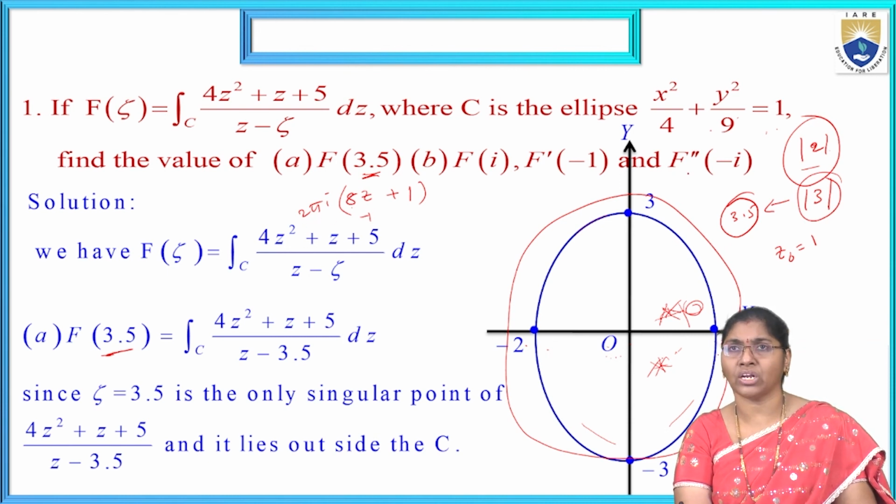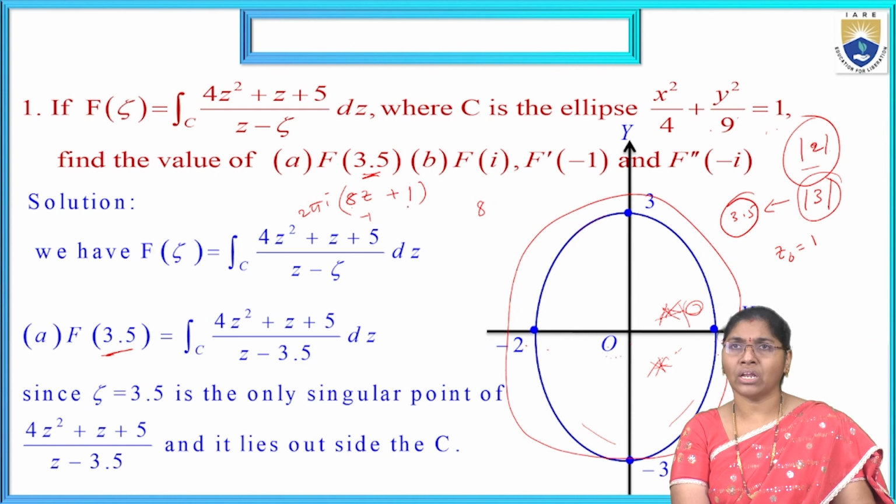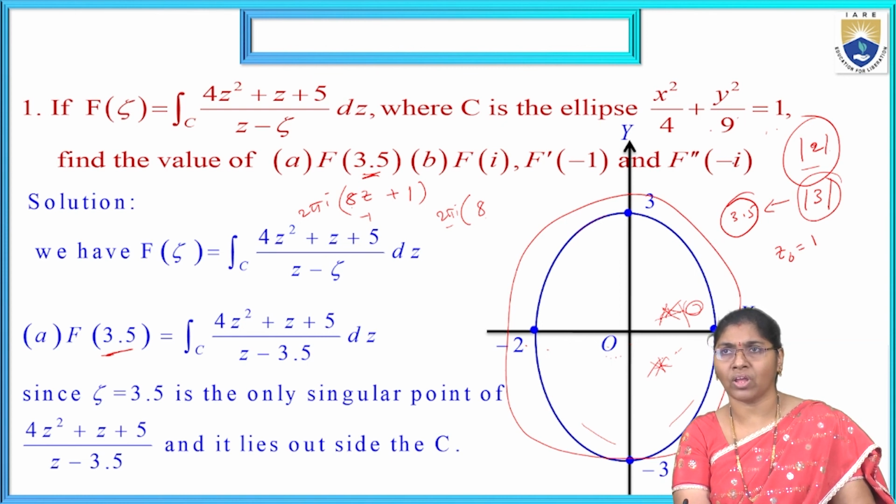Okay, next f double dash. 8z gives only 8, and the derivative of 1 is 0. Overall 2 pi i is there, so the total is 16 pi i. That is f double dash of minus i. But we can't substitute minus i. Why? Because there is no z value, only 16 pi i is there. I am not substituting that one, so here f double dash of minus i we can't solve.